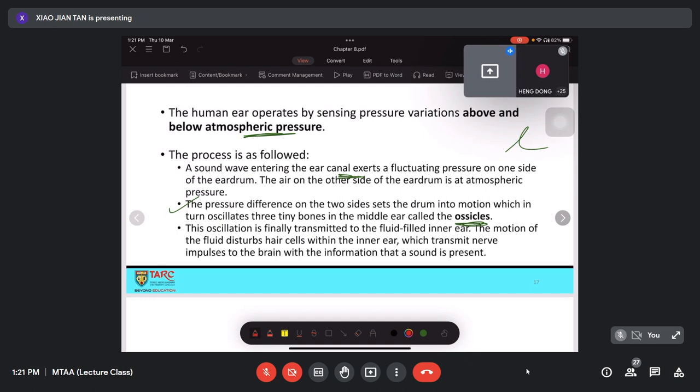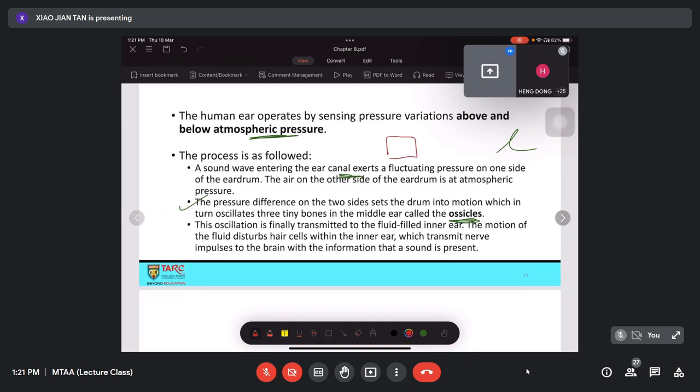For example, you have a door. Let me put the door left and right. If the atmospheric pressure on the right hand side is greater, this door will be pushed towards the left hand side, and vice versa. If the atmospheric pressure on the left is greater, you push the door towards the right hand side. So if everything is not in atmospheric pressure, you will see things moving around because the pressure is a force pushing things around. Okay, so the pressure difference on two sides sets the drum in motion, and you can see this as the eardrum.